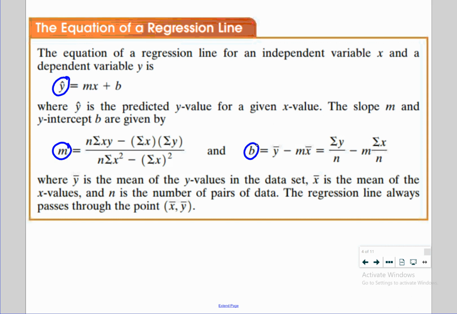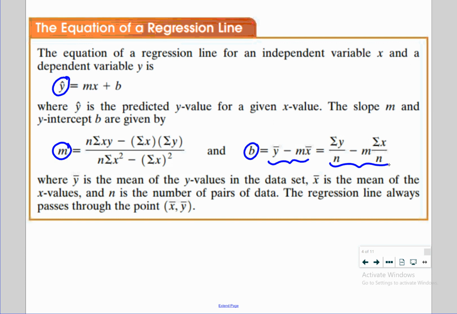For the y-intercept, they actually write the formula 2 different ways. Y bar and x bar just mean the mean of the x's and the mean of the y's. What you see here is just how we calculate the average of the x's or the average of the y's. We add them all up and we divide by how many there are. So that's all this is telling you, but either one can be used.